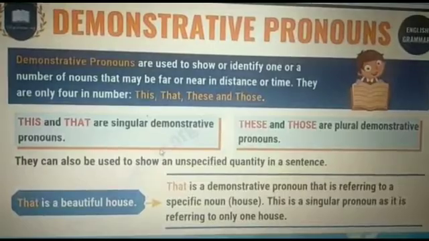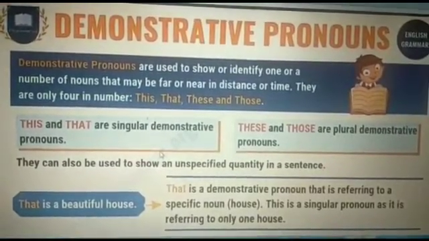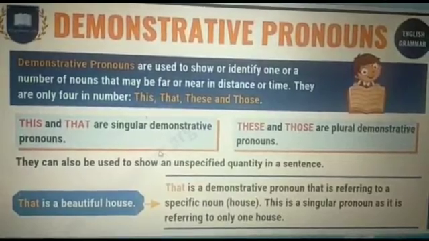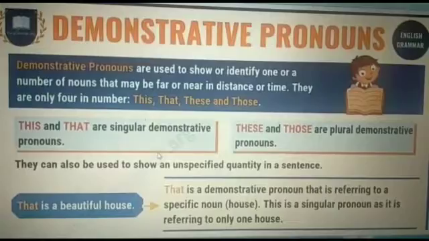That is a beautiful house. Example: that is a demonstrative pronoun that is referring to a specific noun. The noun is house. This is a singular pronoun as it is referring to only one house.